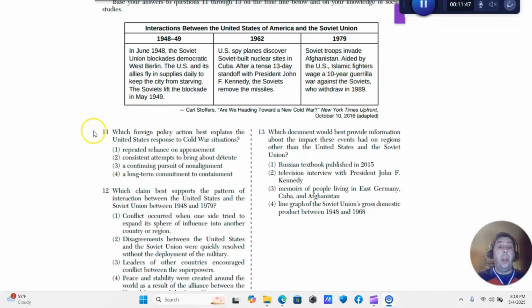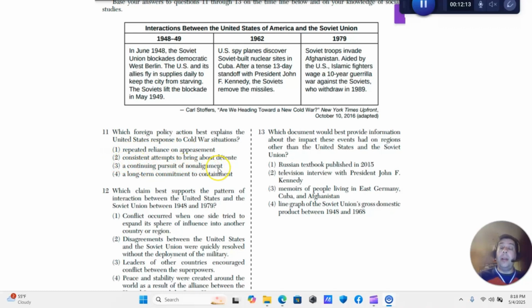Okay, which foreign policy best explains the United States response to Cold War situations? One, repeated reliance on appeasement. That's during World War II. Not going to work. Consistent attempts to bring about détente. Now, détente is a Cold War word. It means that tensions are relaxing between the Soviet Union and the United States. Well, that's not happening here, right? These are Cold War conflicts.